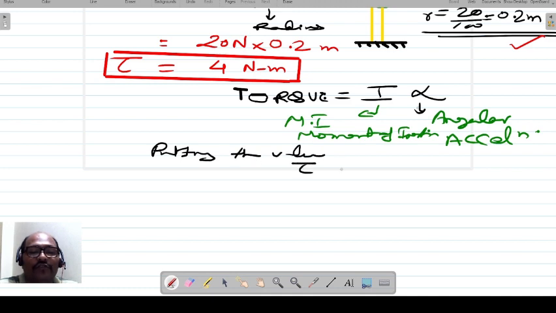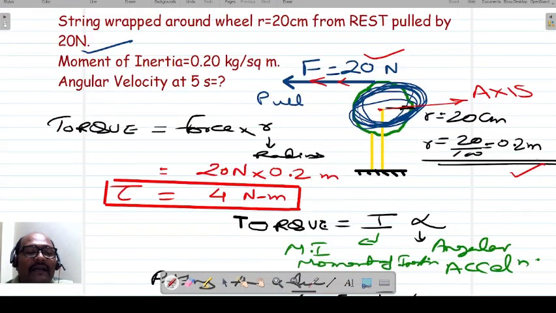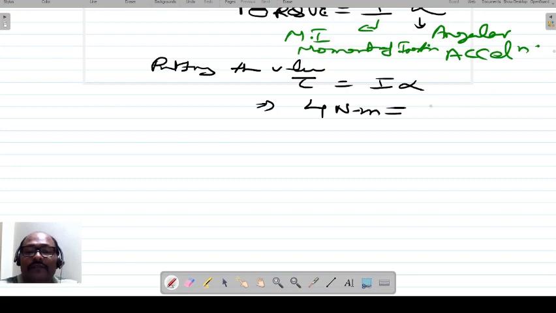Putting in the values, torque equal to I alpha implies 4 Newton meter equal to I alpha. I is the moment of inertia. We can take it from the question: the moment of inertia is 0.20 kg per meter square. So 4 Newton meter equals 0.20 kg per meter square into alpha.